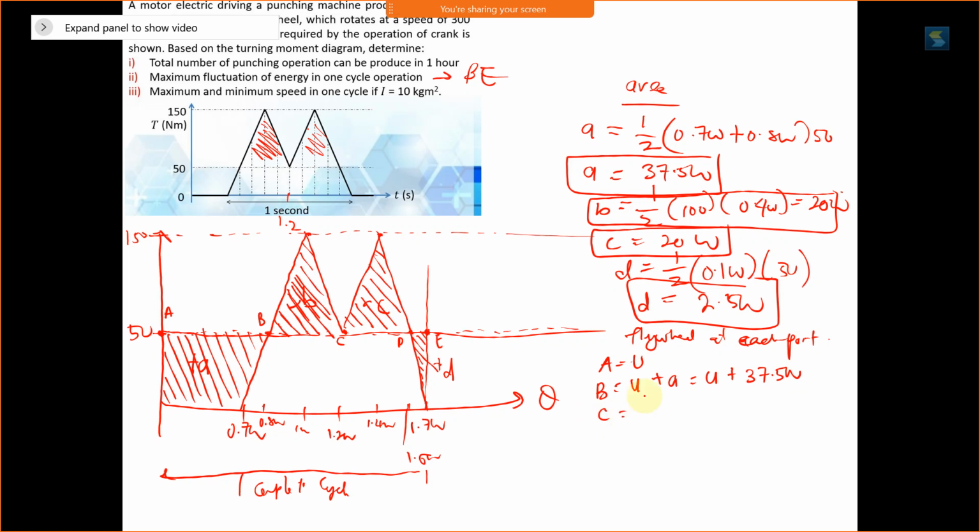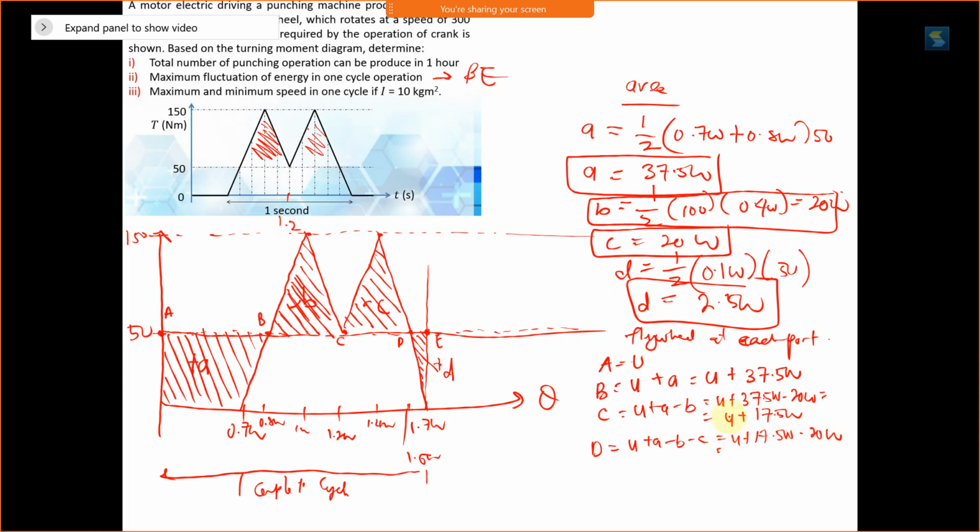And point C. Alright, so once it passes point B, the energy will decrease, because we subtract B. So we have U plus A minus B, which is U plus 37.5 omega minus 20 omega, equals U plus 17.5 omega. And how about D? Still, we subtract: U plus A minus B minus C.